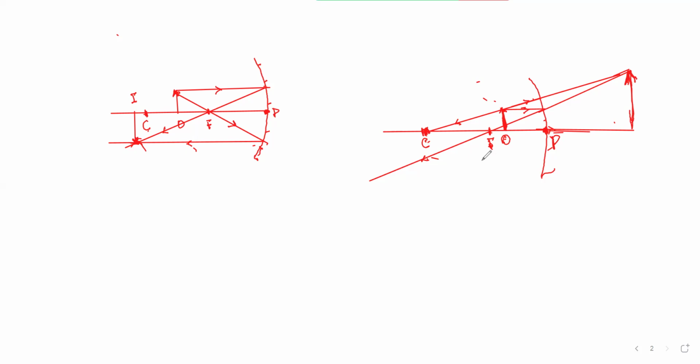Frank. Sir, please, if you use the line that reflects off the principal focus, will you get the same image height? You won't get the same image height, but it will still be magnified compared to the object. Okay, sir. The height will not be the same, but it will be a magnified image.